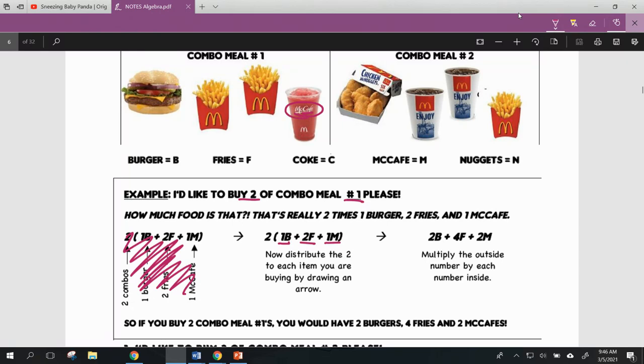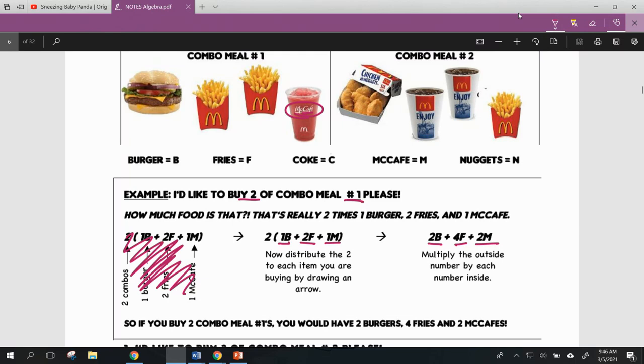So if we were going to get 2 orders of this, and then the cashier hands it to us through the window, how many burgers are we going to expect to have? Well, 2 burgers because we got 2 orders of it. We would expect 4 French fries because 1 order had 2 and we're getting 2 orders. And we would expect 2 McCafes, right?